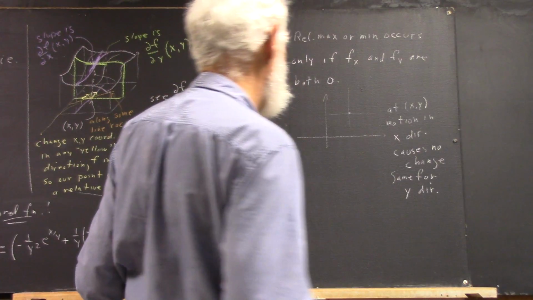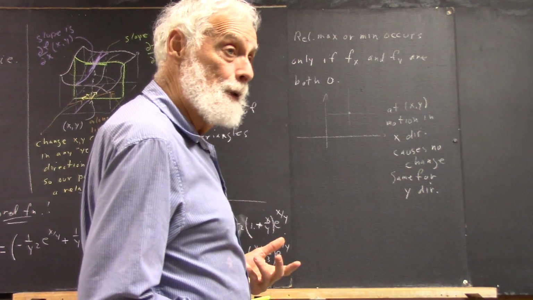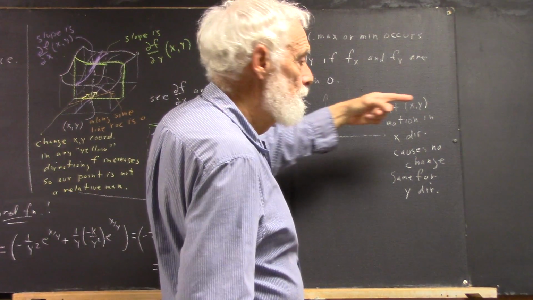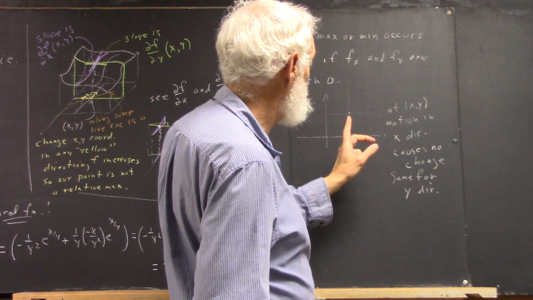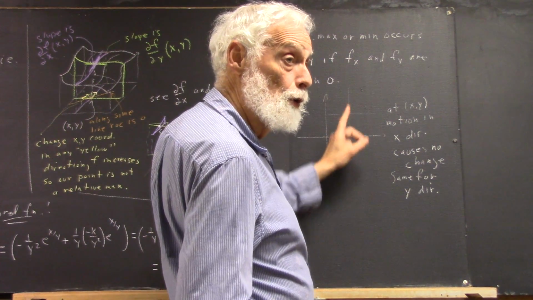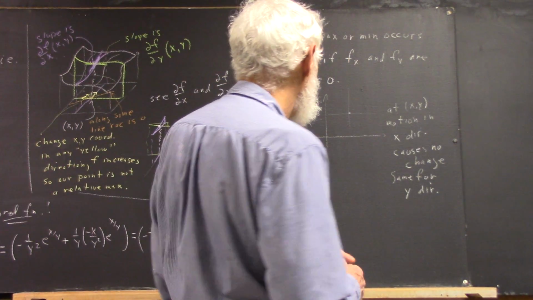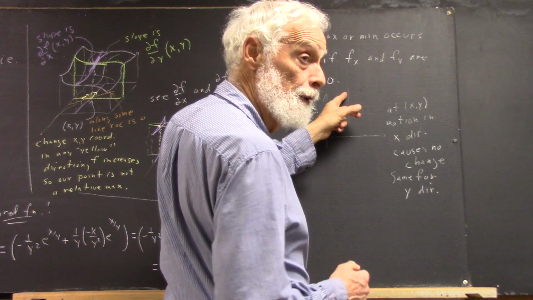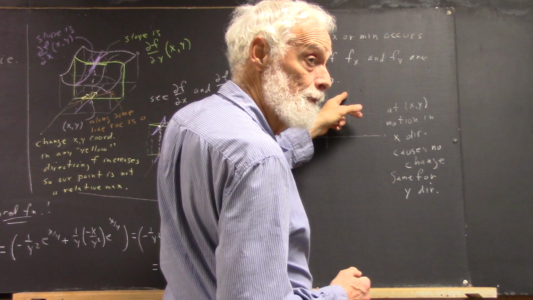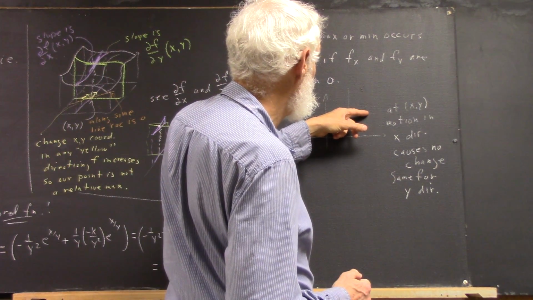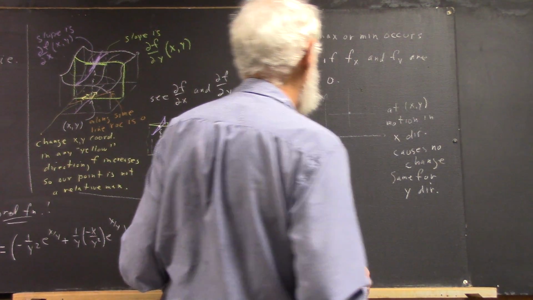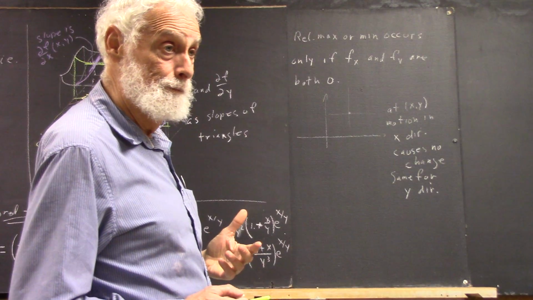Well, it turns out it doesn't, because it's perfectly possible for the function to have no rate of change in this direction at this point, no rate of change in this direction, but to decrease as you move from here to here, and to increase as you move from here to here. Okay? And that would be what we call a saddle point.